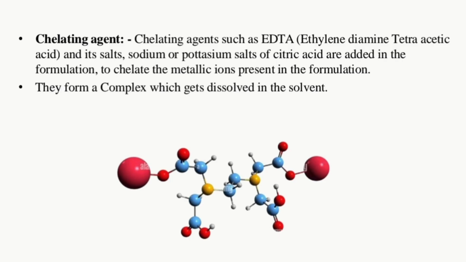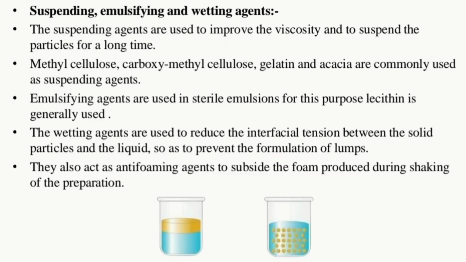Chelating agents. Chelating agents like EDTA and its salts, and the sodium or potassium salt of citric acid, are added in the formulation to chelate the metallic ions present in the formulation. They form a complex which gets dissolved in the solvent. Suspending, emulsifying and wetting agents. Suspending agents are used to improve the viscosity and to suspend the particles for a long time. Methyl cellulose, carboxymethyl cellulose, gelatin and acacia are commonly used as suspending agents.